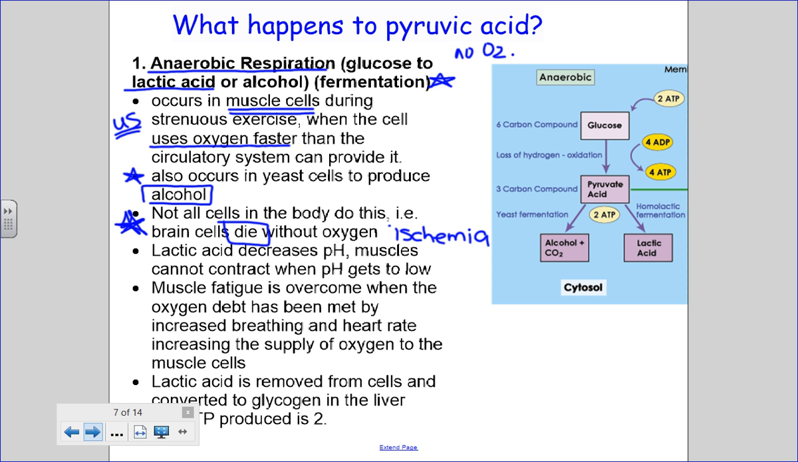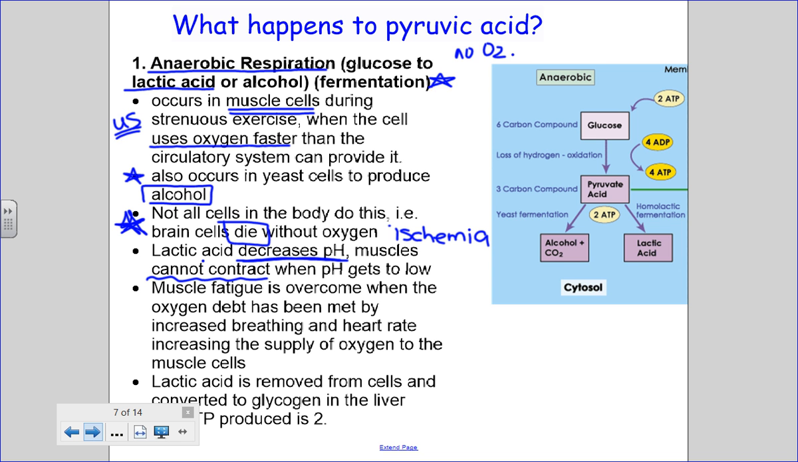Now the next point, and the next few points, are about what lactic acid does and how your body overcomes this. So lactic acid is an acid. It decreases pH. Acids have a low pH. The result of this is that your muscles cannot contract. So your muscles cannot perform the full contract-relax cycle.